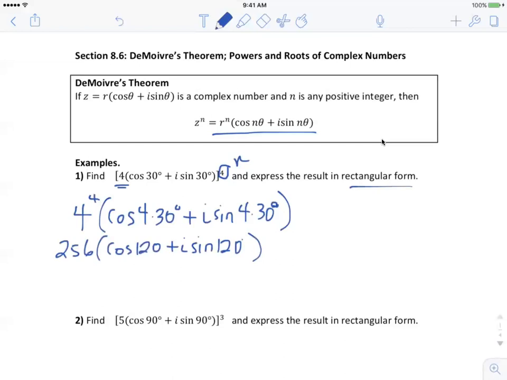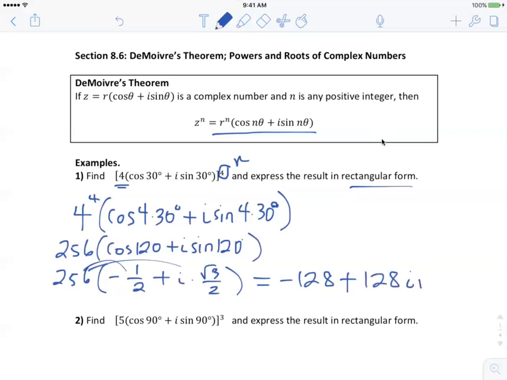Okay, so we're going to take this a little further, just use the unit circle. What's the cosine of 120 in exact value? That's negative 1/2. The sine of 120 is positive √3/2. Distribute and you've got your final answer. So 256 times negative 1/2, half of 256 is 128, so I'm going to get negative 128, plus 128i√3, like that. Final answer. We've got it. Okay, so there's the idea of this de Moivre's theorem.